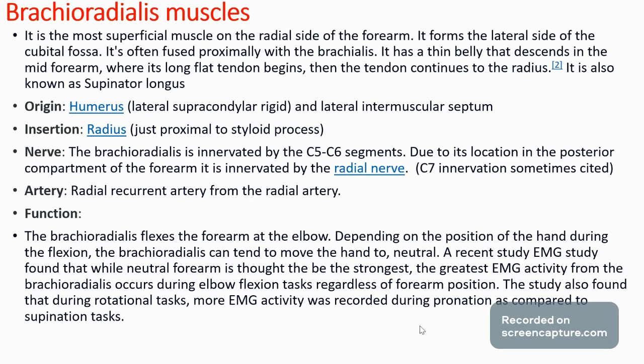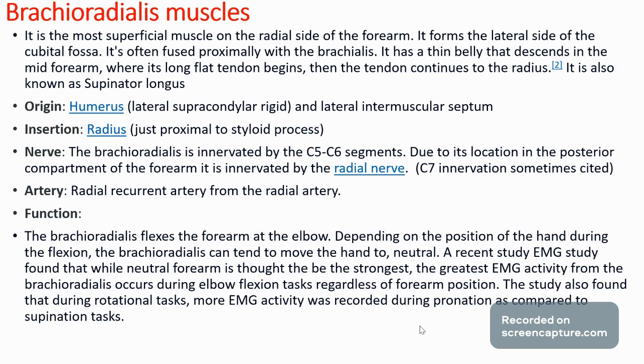It has a thin belly that descends in the mid forearm, where its long flat tendon begins and continues to the radius. It is also known as supinator longus. The origin of this muscle is at the humerus and lateral intermuscular septum, whereas this muscle is inserted in the radius, just proximal to the styloid process.